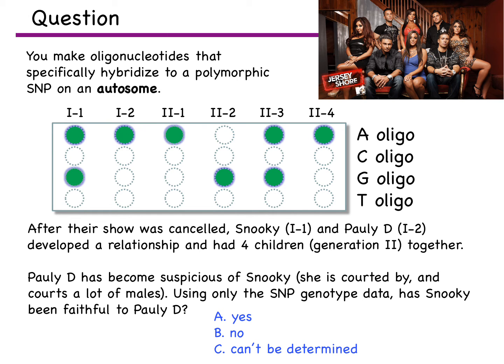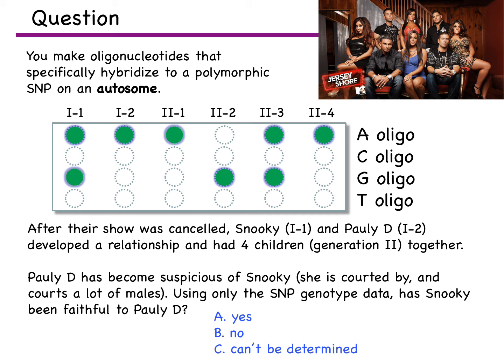And here's the setup. This is a little bit out of date. You guys probably have not seen this show, The Jersey Shore, but it's okay. I'm just going to sort of go through the question anyway, and you'll understand the logic. So you make oligonucleotides that specifically hybridize to a polymorphic SNP on an autosome.